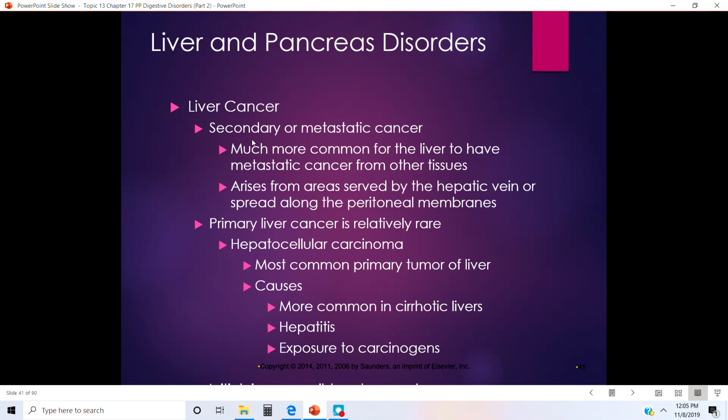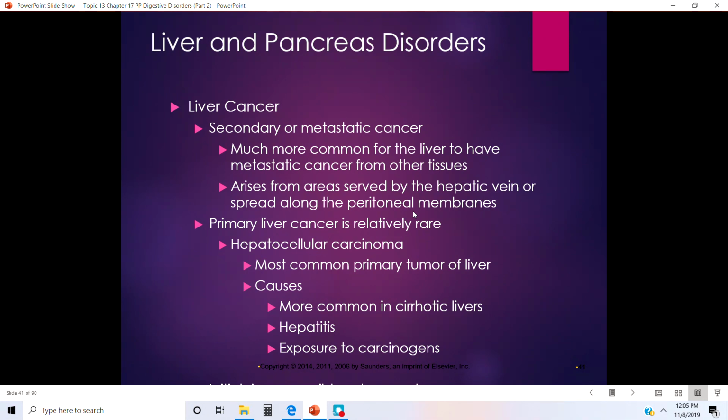It arises from areas served by the hepatic vein or spread along the peritoneal membranes, right? So there's a lot of blood vessels going to the liver. So it's very easy for cancer cells to make its way to the liver. Now the cancer sets up in the liver, and we have secondary cancer. But what we're looking at here today is going to be primary carcinoma or primary liver cancer.